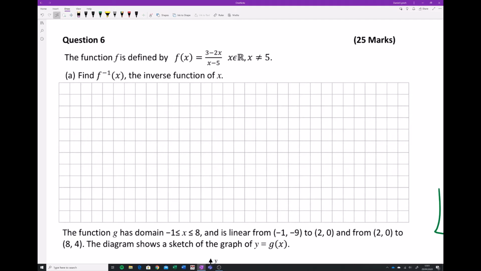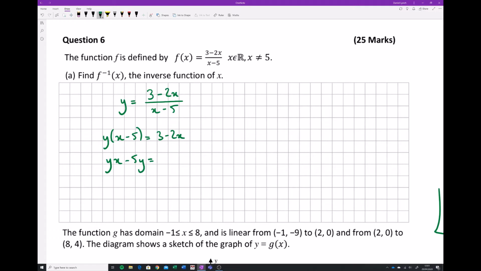Okay, let's see, how do we get on? So this is certainly trickier than the previous one that I gave you as an example, but hopefully you were still able to do it. The correct thing here is to multiply both sides by x minus 5. Y times x minus 5 is equal to 3 minus 2x. Actually multiply it out.